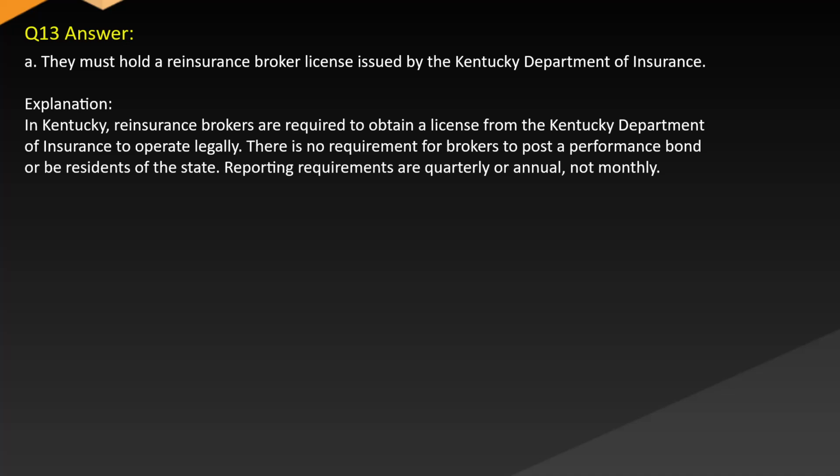Answer A. They must hold a reinsurance broker license issued by the Kentucky Department of Insurance. Explanation. In Kentucky, reinsurance brokers are required to obtain a license from the Kentucky Department of Insurance to operate legally. There is no requirement for brokers to post a performance bond or be residents of the state. Reporting requirements are quarterly or annual, not monthly.